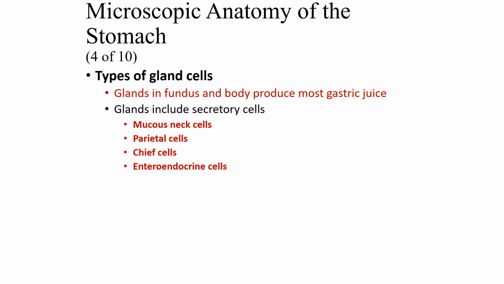So, what are the kind of glands? Notice that the glands in the fundus and the body of the stomach produce most of the gastric juices. So there are 4 types of cells.